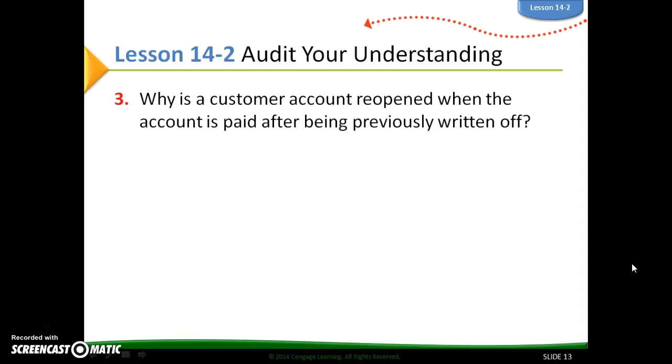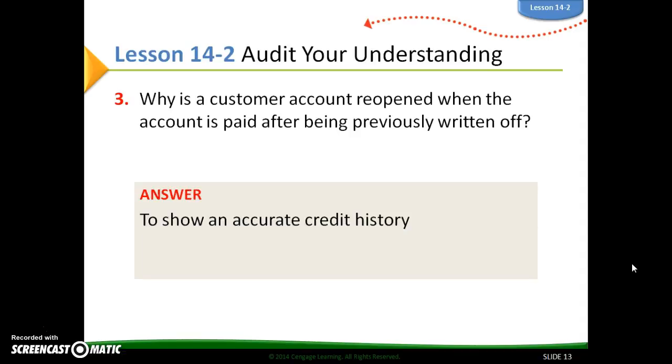Why is a customer account reopened when the account is paid after being previously written off? We just really want to reflect the accurate credit history from all of our vendors. And so you want to make sure that you reopen the account so that you know, hey, that vendor paid us. Even though we previously wrote them off, they did come back through and pay us. So we might want to consider whether or not we would be willing to offer them credit in the future and let them buy on account.